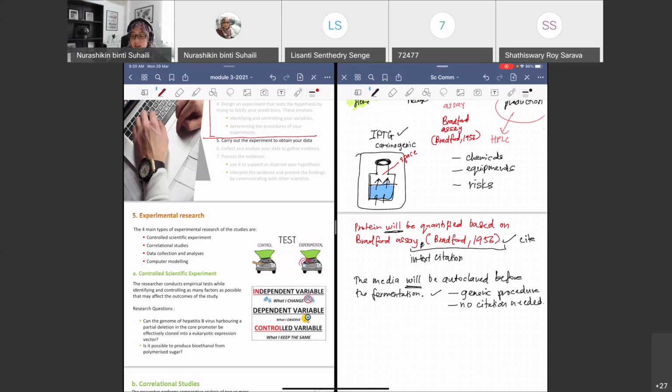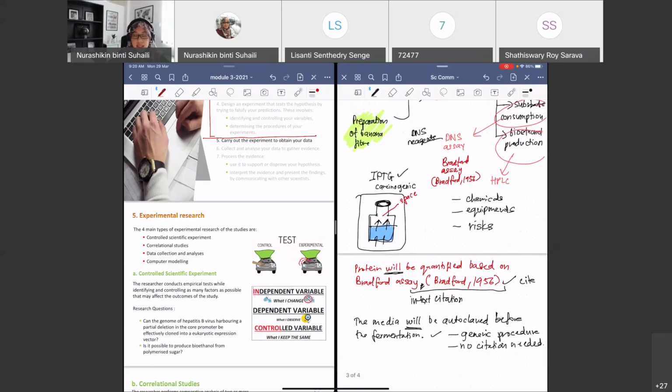Let's say maybe you cannot use the DNS assay to analyze the reducing sugar, perhaps because there are some mutations, the chemicals are not there, or there are so many factors in the lab. Maybe you can switch to another method. So it doesn't have to 100% follow your proposal. Along the way of your research, you can change a little bit. It depends on the needs, and it should also make sense. You cannot just change it without reason.